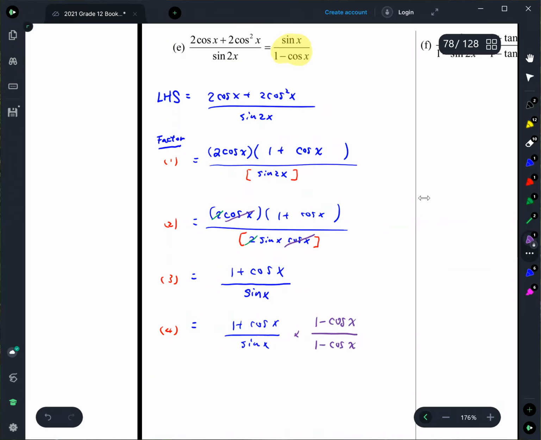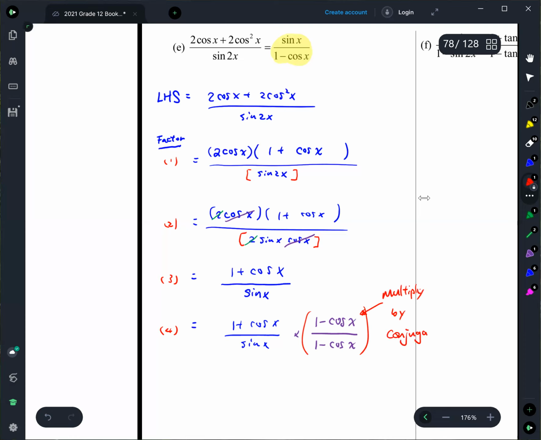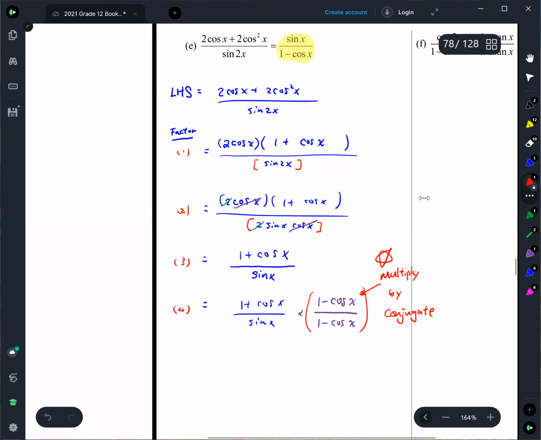So top and bottom, multiply by the same thing. Because you have 1 plus, so you multiply with a 1 minus. If you have a 1 minus, you will multiply with a 1 plus. It depends. So this is called multiply by conjugate. So when we do that, that creates the 1 minus cosine x at the bottom, and that's our goal. If you look at the right-hand side, that's where we want to get to.